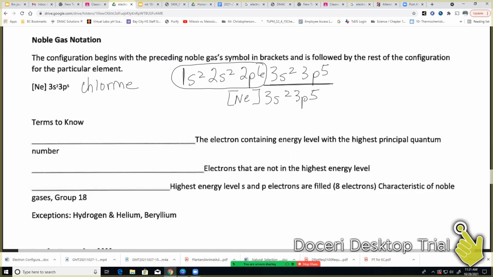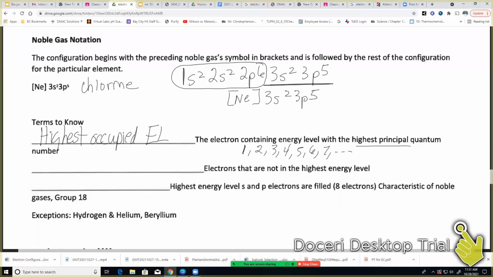Some things you need to know are the highest occupied energy level. Those are the electrons in the energy level with the highest principal quantum number. And remember, your principal quantum numbers are just your whole numbers: 1, 2, 3, 4, 5, 6, 7. It could go on, but that's about as far as you would need for the elements that we have right now.